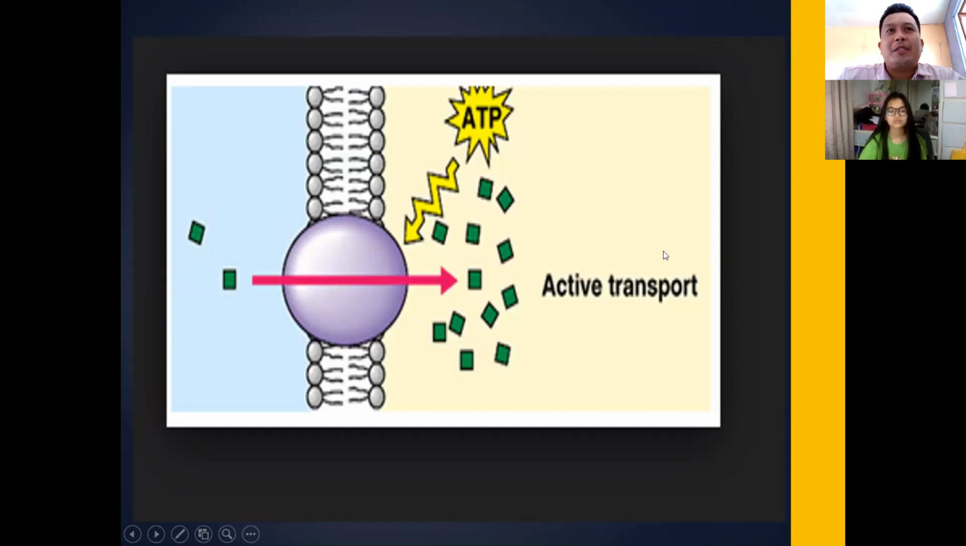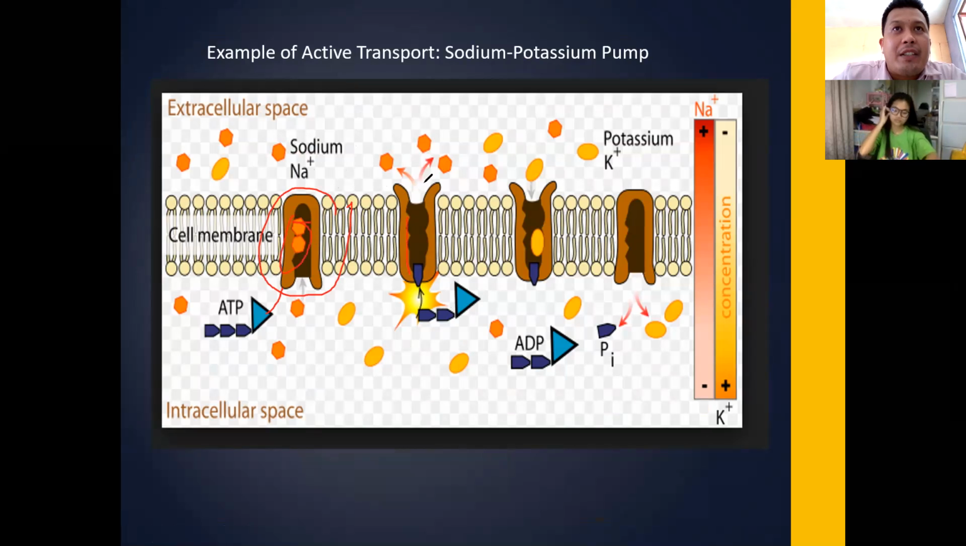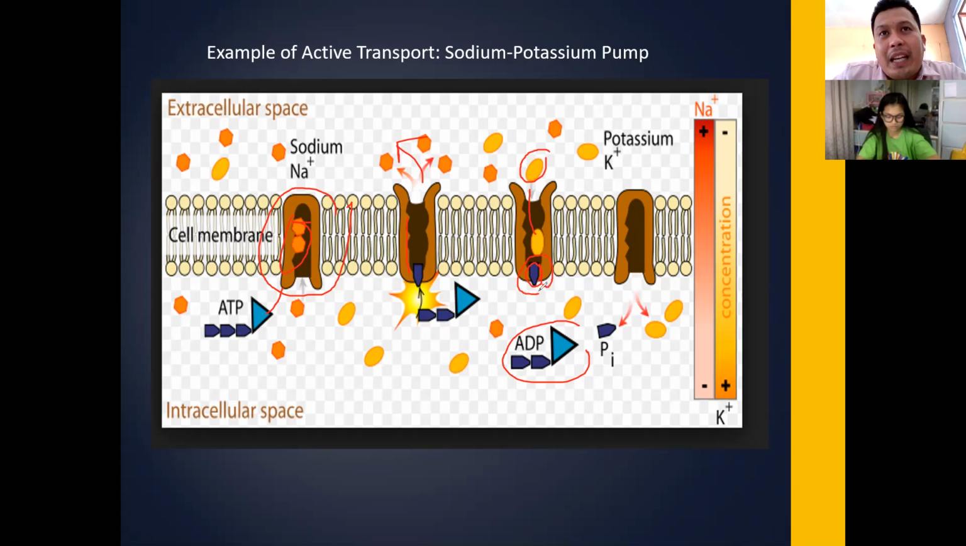So this is the sodium potassium pump. When this ATP joins with this protein channel, as joined by the ATP, it will energize. It will give off these sodium ions to the outside of the cell, and then potassium ions go inside. Once ADP leaves the molecule, the energy from the inorganic phosphate will be liberated. Thus, it will open again.